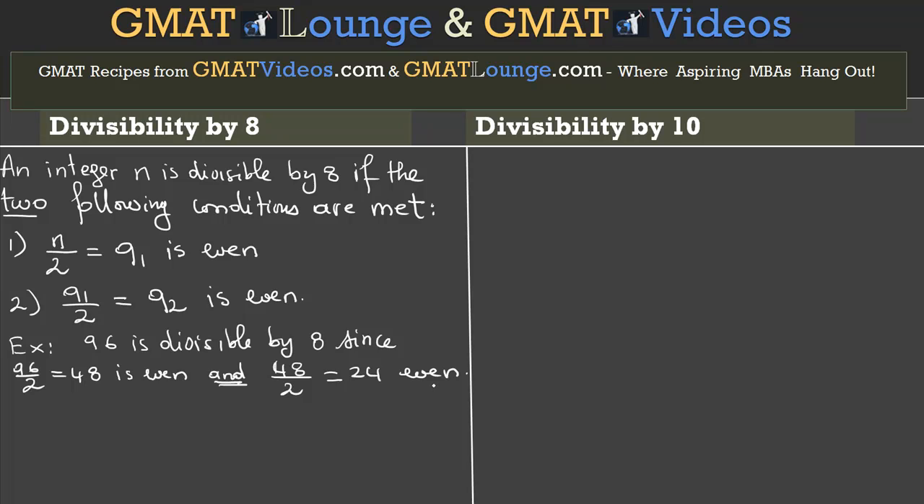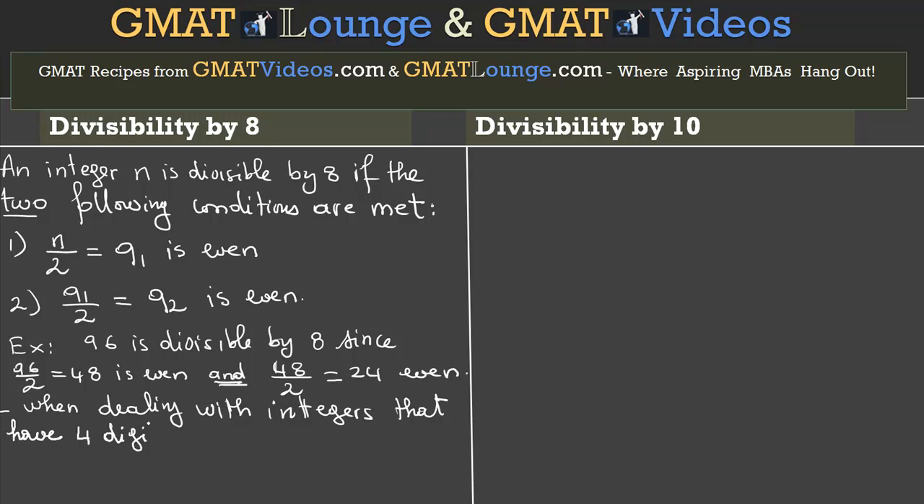Now, when you're dealing with big numbers, that's where it gets tricky. When dealing with integers that have 4 digits or more, then just take the last 3 digits. That's the trick here. Take the last 3 digits of that integer and do the test of n, the same test above.